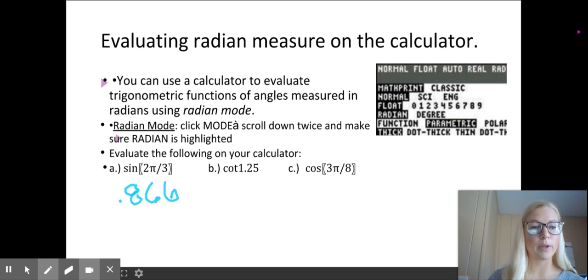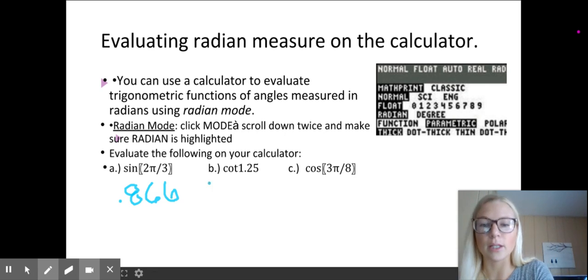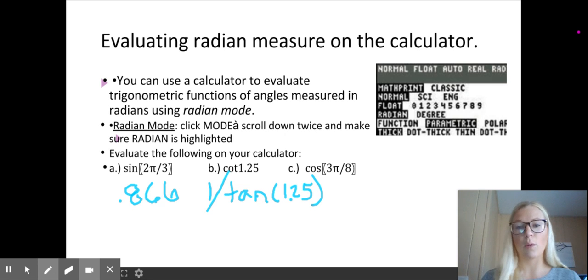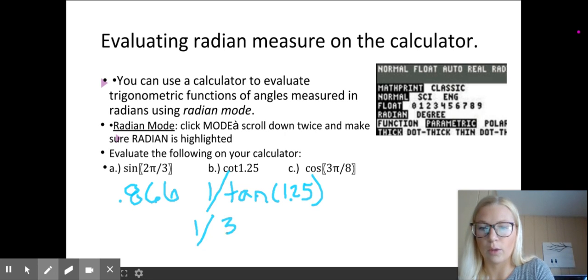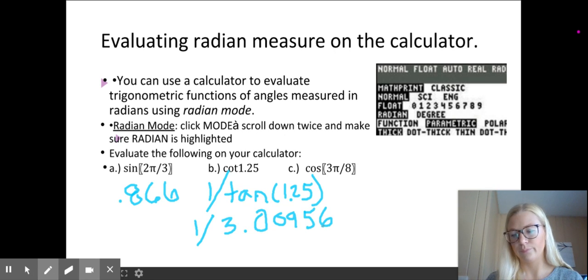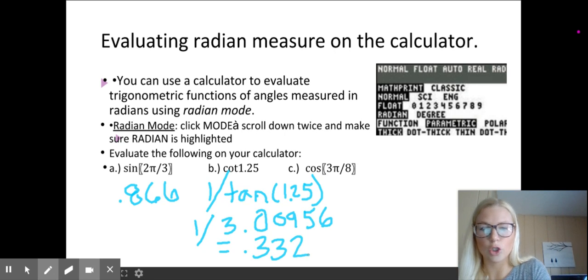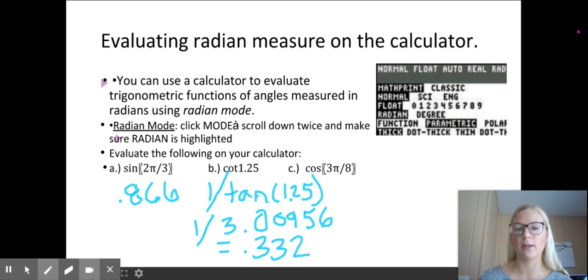For cotangent of 1.25, it's still in radian mode. It won't change until you change it back. So you type in 1.25. Keep in mind, cotangent is the same as 1 divided by tangent of 1.25. The tangent of 1.25 is 3.00956 and so on. Then we do 1 divided by that. You should get 0.332.